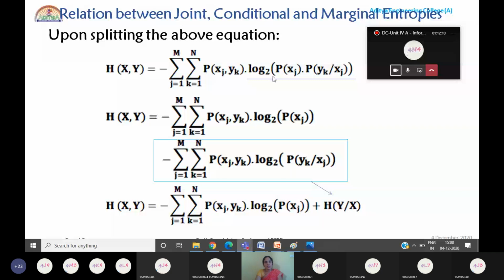So how do you split? You have log ab base 2. You can split it as log a base 2 plus log b base 2. So accordingly, when you split, you have two terms. In the first term you will have log p of xj base 2, and in the second term you have log b base 2, that is, log p of yk by xj base 2 comes here.